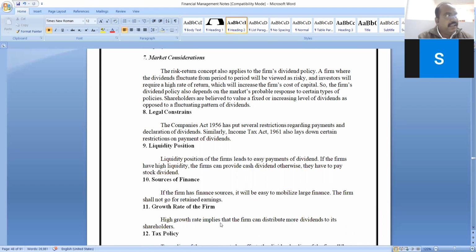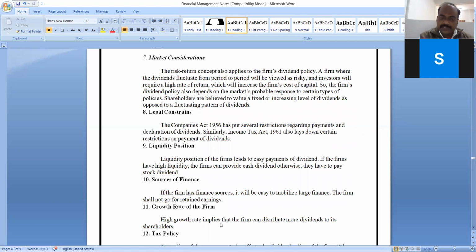And the next one is liquidity position. The liquidity position of the firm leads to easy payment of dividends. If the firm has high liquidity, it can provide cash dividends; otherwise, it has to pay stock dividends. And the next one is the sources of finance to issue dividends. If the firm has finance sources, it will be easy to mobilize large finance, and the firm need not go for retained earnings in order to distribute dividends.